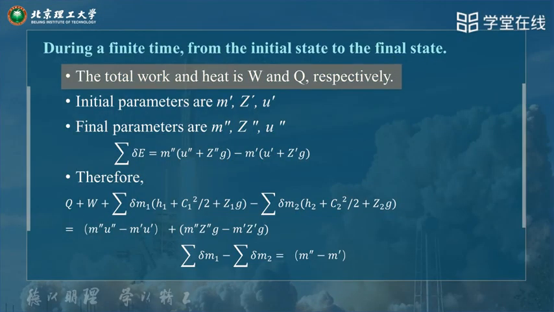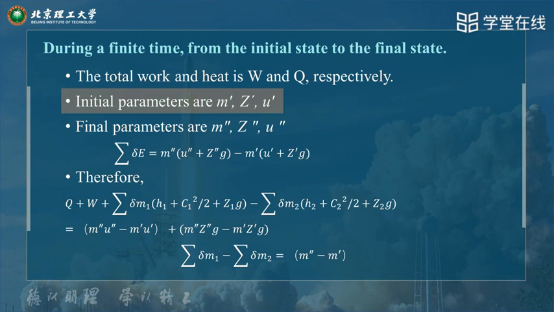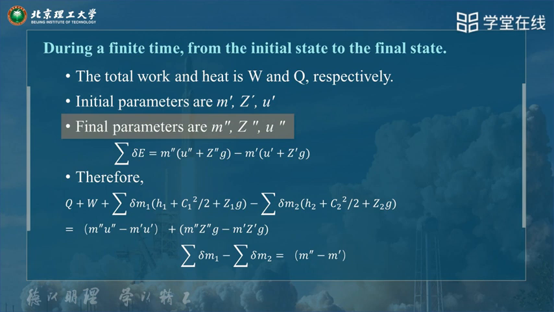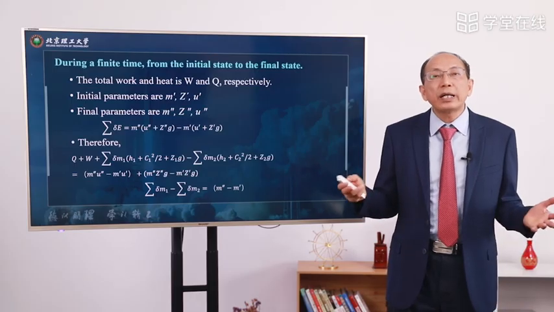The total work and heat that go in and out, the work W and thermal energy Q together, are capital W and capital Q. The initial parameters are m', z', u'. The final parameters are m2', z2', u2'. So together, the storage energy change is just m2' times u2' and z2' times g, minus m' times u' times g. Why is there no kinetic energy?